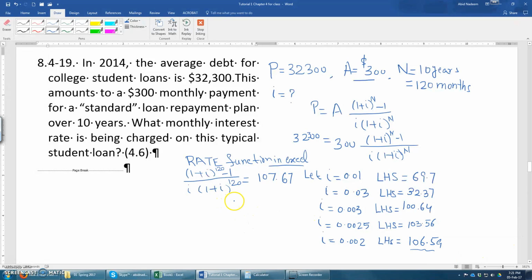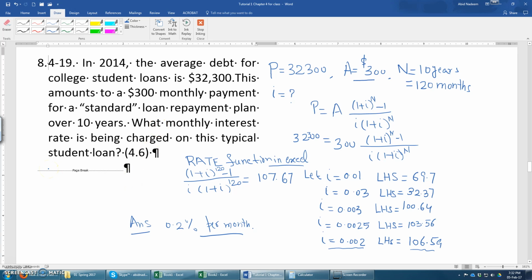I can refine it more, but at this moment I think this much accuracy is acceptable. So I can say that the interest rate is 0.002, or the answer is approximately 0.2% per month. In fact, a more precise answer is something like 0.183%.